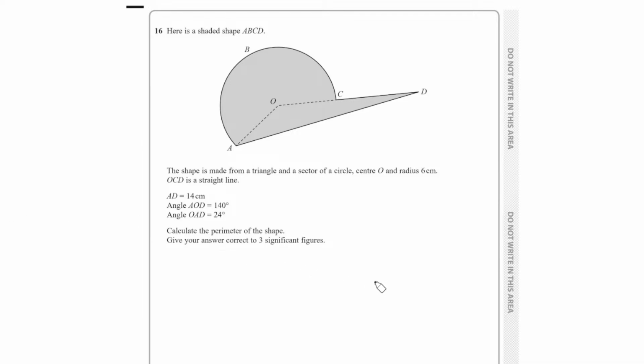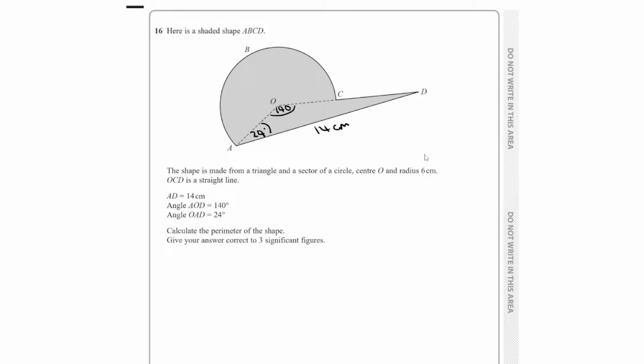So here is a shaded shape ABCD. The shape is made from a triangle and a sector of a circle, centre O and radius 6 centimeters. OCD is a straight line. So we've got AD is 14. We've got angle AOD, so this angle here is 140. And then angle OAD is 24. Calculate the perimeter of the shape. Oh, okay, perimeter. So this probably is sine or cosine rule then, more so than area.